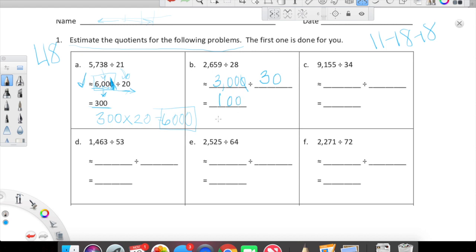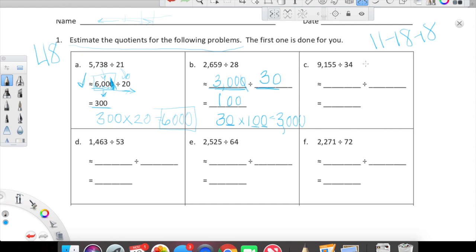Let's see if that makes sense. Let's check ourselves by multiplying. We're going to multiply 30 by 100 in the hopes that we'll get this number here. Let's see what happens. 3 times 1 is 3. And then you guys know the rule with multiplication, we're going to bring these zeros along to the party. So we have 1, 2, 3 zeros. And indeed. Okay, cool. Let's keep going, guys.